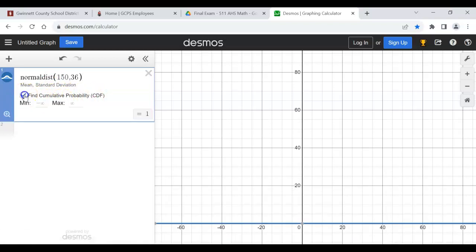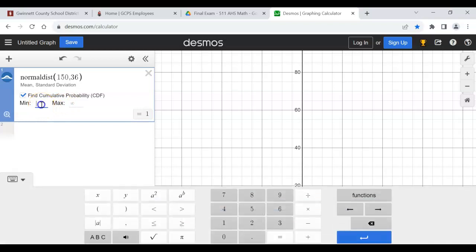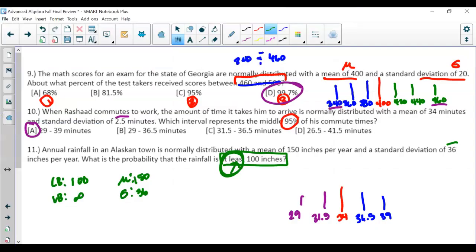We're going to find that cumulative. So click on that. Now notice we can put in our minimum and maximum. So the lower bound was 100. The maximum, we can put 1 million, or we can just keep it at the infinity. So notice here's our probability at 0.92. Or we could say this is the same as 92%.